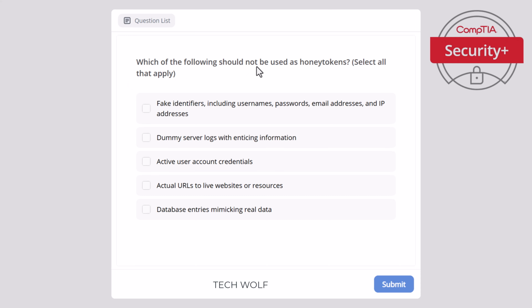Which of the following should not be used as honey tokens? Select all that apply. The answers are: fake identifiers including usernames, passwords, email addresses and IP addresses; dummy server logs with enticing information; active user account credentials; actual URLs to live websites or resources; or database entries mimicking real data. And here the correct answers are active user account credentials and actual URLs to live websites or resources.